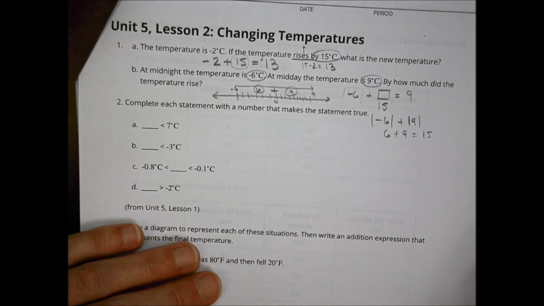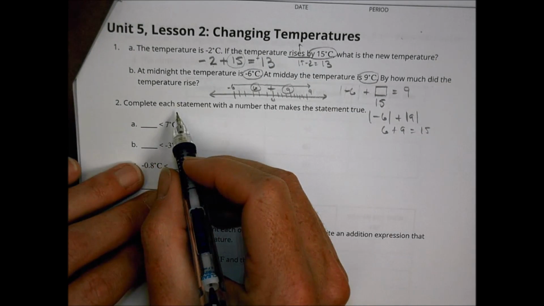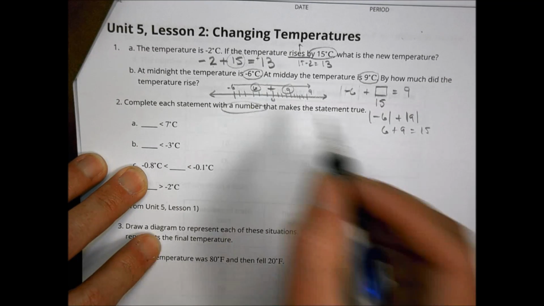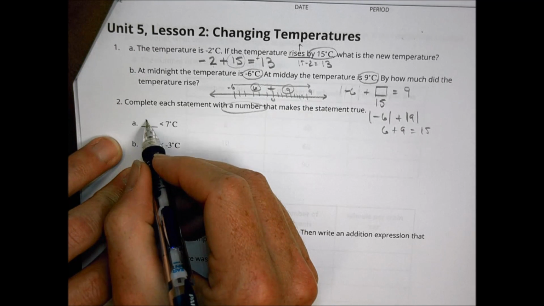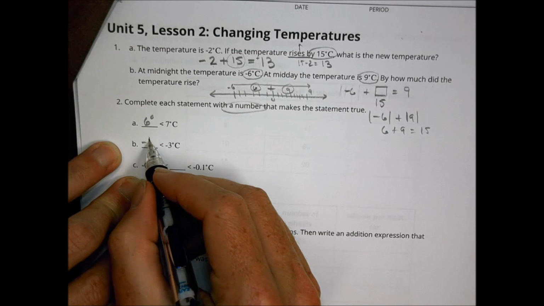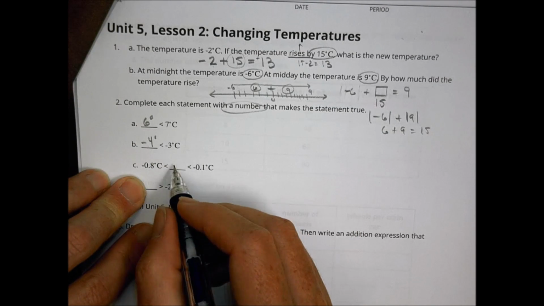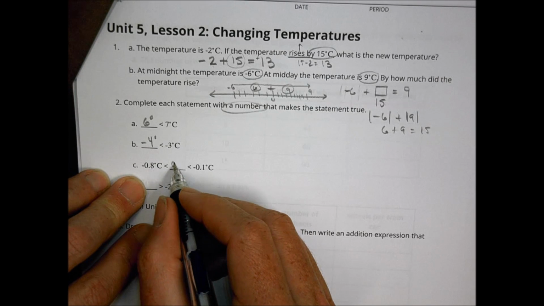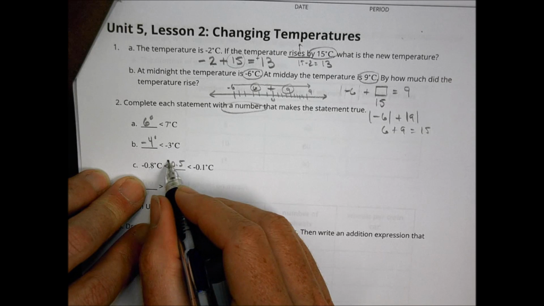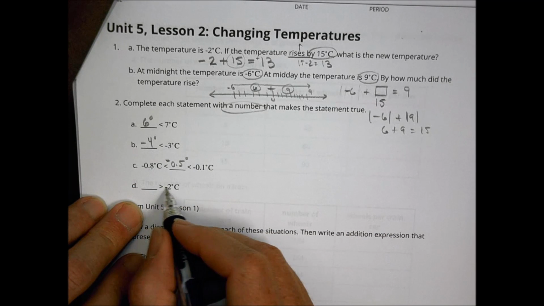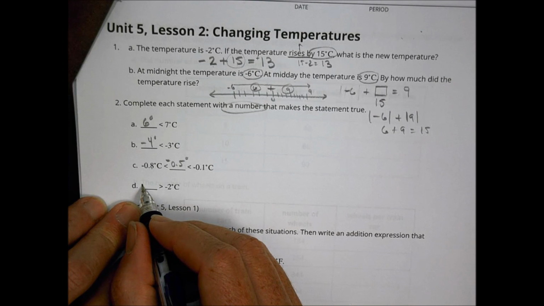Sorry about that. Number 2, complete each statement with a number that makes the statement true. So a number means you can pick whatever number you want. Something less than 7, you can do 6 degrees. That's fine. Less than -3, you can do -4 degrees. Between -0.8 and -0.1, you can do -0.5 degrees. That would be just fine. Again, you make up what you want. Greater than -2 degrees, well, 0 is greater than -2 degrees.